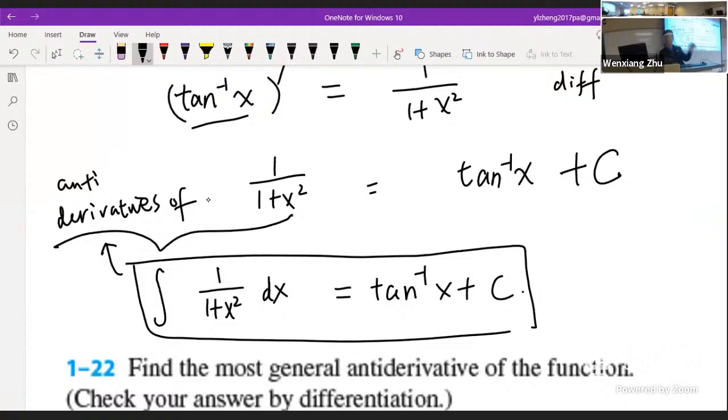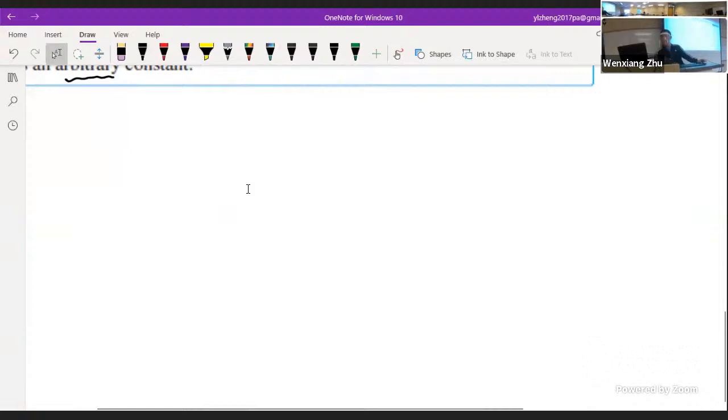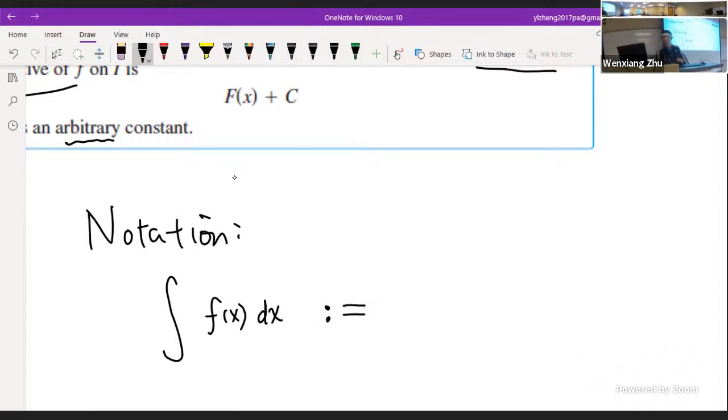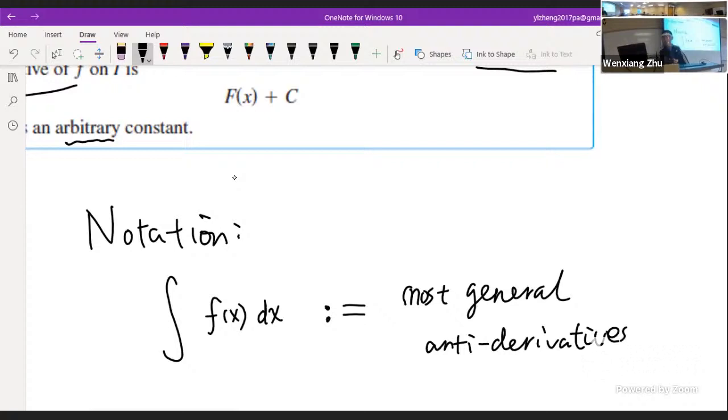So I think I want to go back to the previous page. I want to add a line to talk about this symbol, so I will just put down this notation. When we write this symbol, it's like an elongated S, right? Summation stands for S. So when you write down this symbol, whatever little f of x there, and don't forget, you always have to put this little dx there, differential of x. The definition of that, colon equal, is the most general antiderivatives. You don't have to say the words most general. We understand this is a family of antiderivatives.